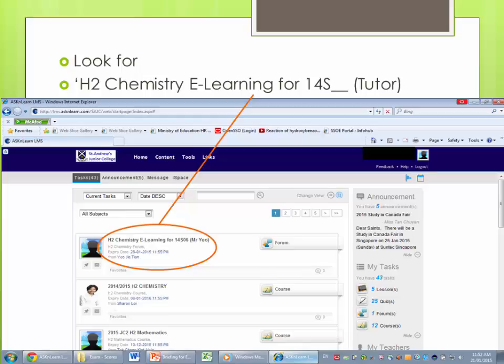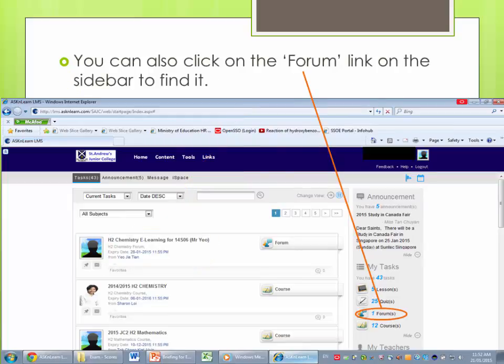So it will look something like this. Let's say your class is SO6, then you'll see an H2 Chemistry e-learning for SO6 example, with your tutor's name there. I know that some classes are split classes, you've got 2 tutors, so please make sure you have the correct tutor and you access that one. If you cannot find it because there are too many e-learning subjects, you can also click on the forum under My Task.